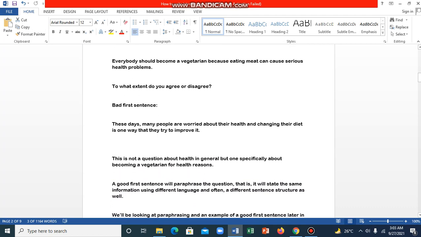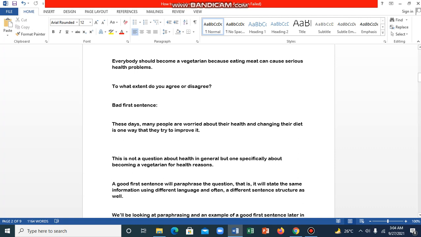अब हम bad first sentence को पहले discuss करते हैं. तो bad sentence क्या है? These days many people are worried about their health and changing their diet is one way that they try to improve it. This is not a question about health in general, but one specifically about becoming a vegetarian for health reasons. यहाँ पे आप generally health की बात कर रहे हैं, लेकिन question में जो पूछा गया है वो specifically vegetarian के बारे में पूछा गया है, ठीक है? Specifically about vegetarian for health reasons.